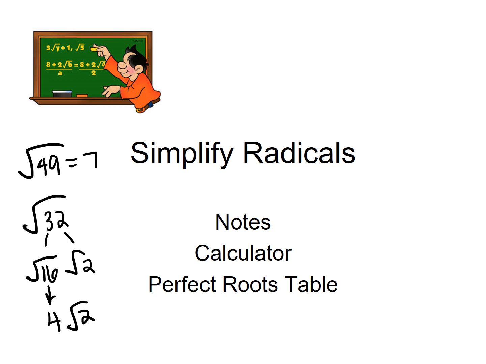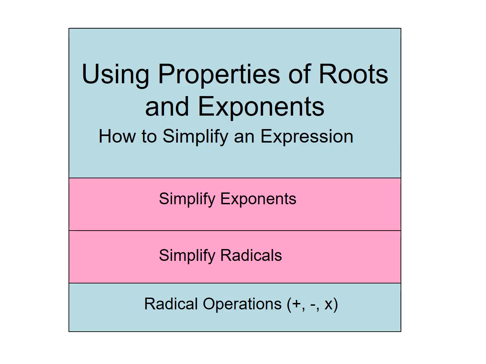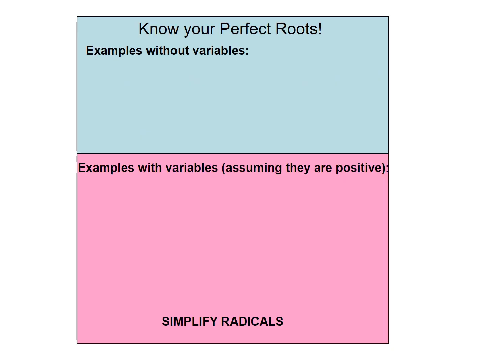So what you're going to need today is your notes or your tabbed notes, and then your calculator and your perfect roots table, that half sheet of paper that I gave you. That's going to come in super handy today. So in our tabbed foldable, we've already covered how to simplify exponents. And today in this lesson, we're going to be talking about how to simplify radicals. So that's the flap that you want to open. The inside should look like this, where you have 4 examples on top and 4 examples on bottom. Okay, so those are the examples we're going to go through today.